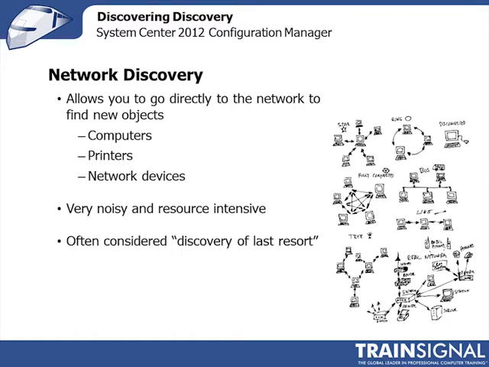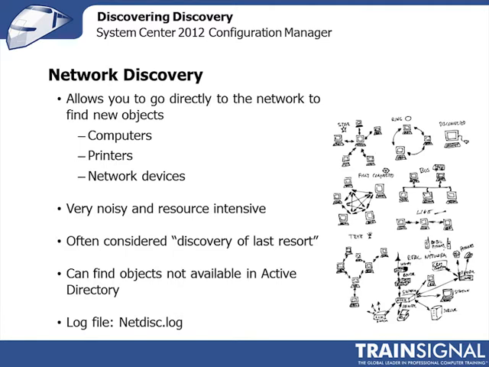By many, it's considered a discovery of last resort. If no other discovery method works, use network discovery because you'll be able to find it. But this is the one way you can find objects that are not available in Active Directory. It also has a log file, netdisk.log, and lots of settings to go along with it. Right now, we're not that interested in network discovery. We may look at it later on, but for now, everything we need is in Active Directory. So we're not going to be configuring network discovery.